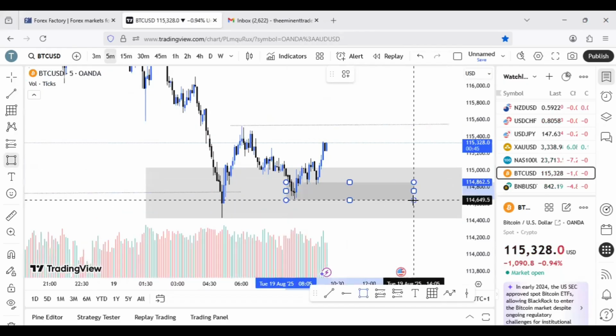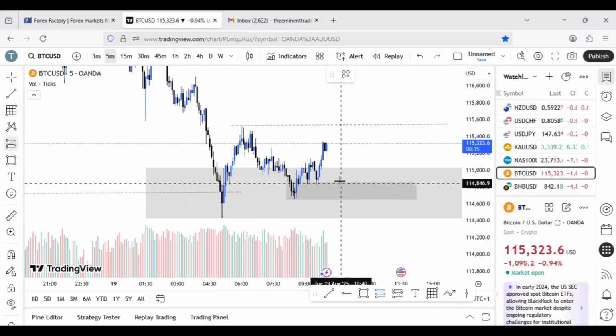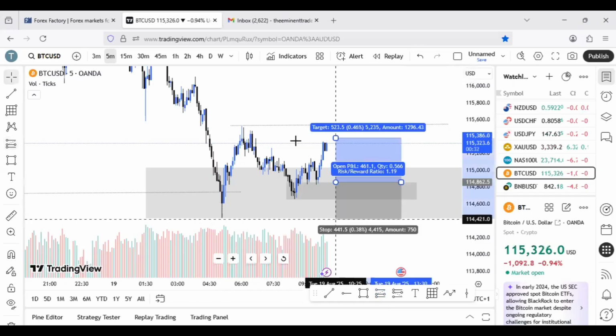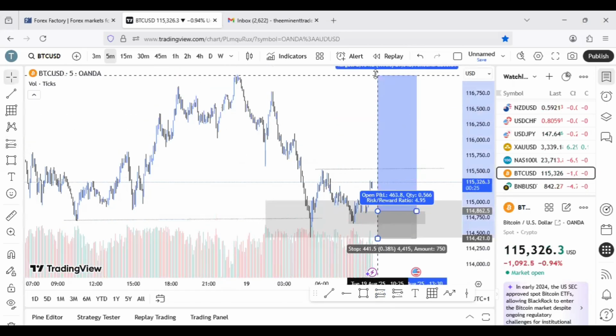So you can now probably have something like this. But I need to see that sweep. Then I'll have something like this on the 5 minutes. Then I can now have something like this. Then I'll look for the nearest target. Okay, this is the overall.